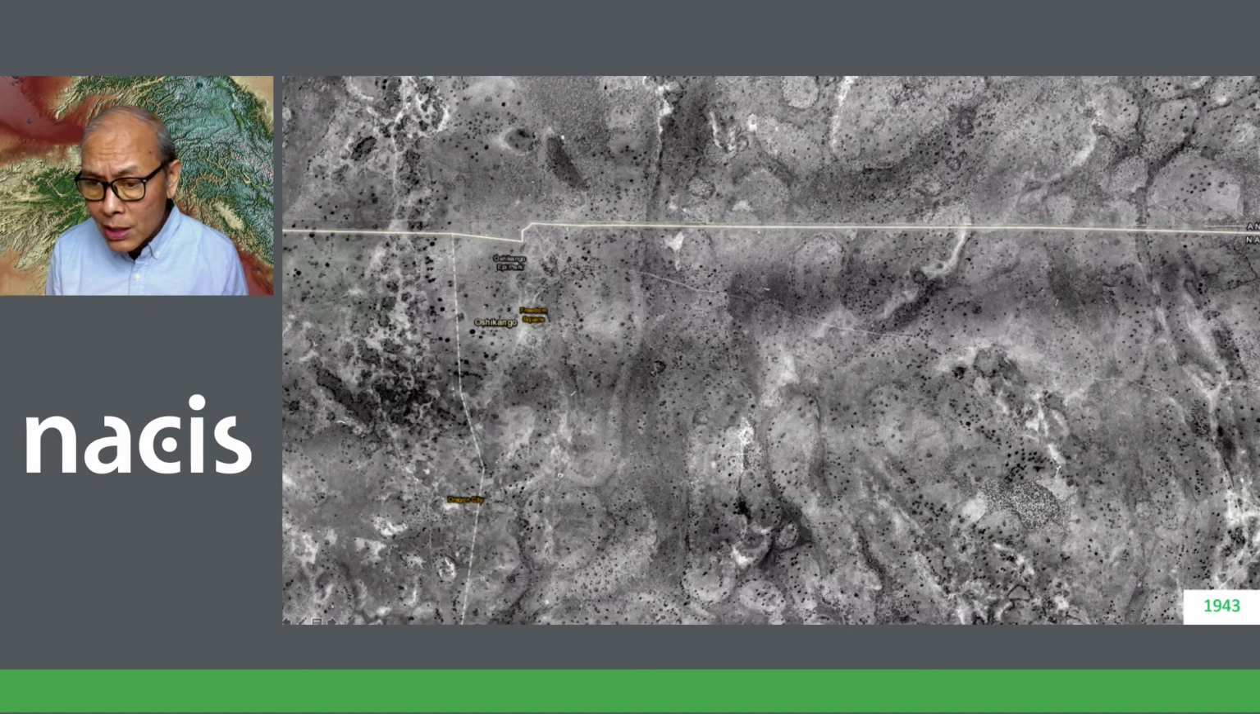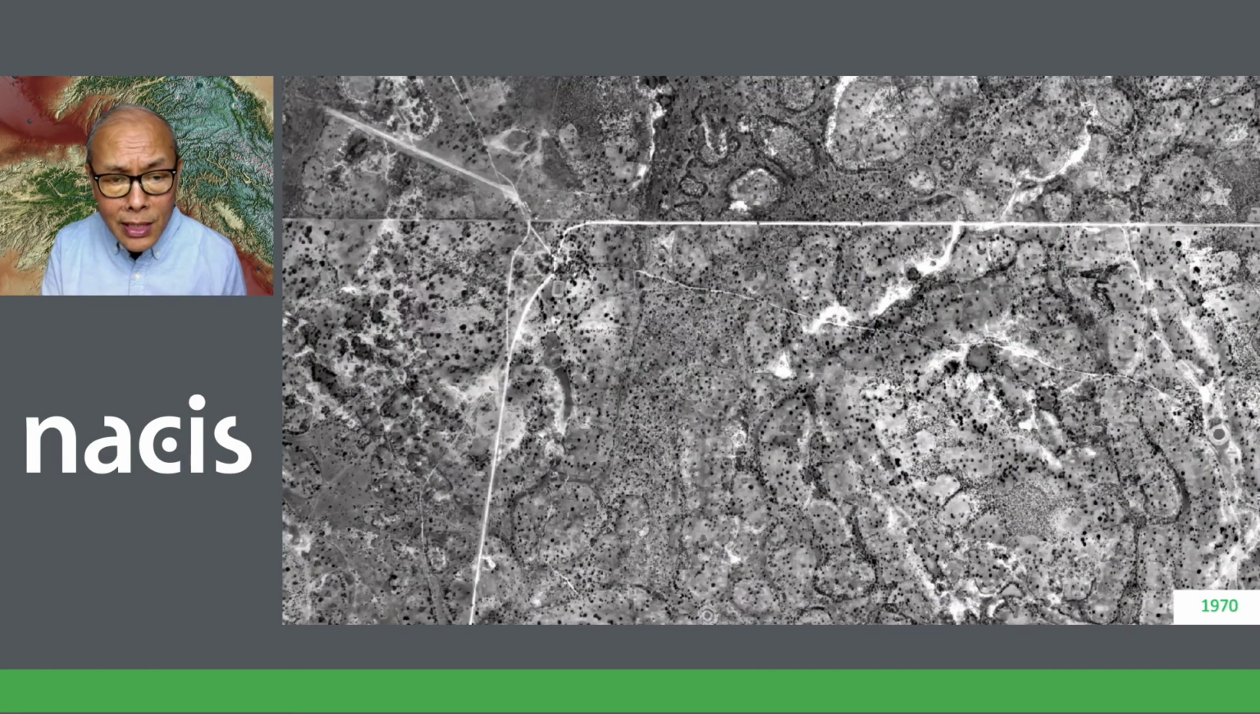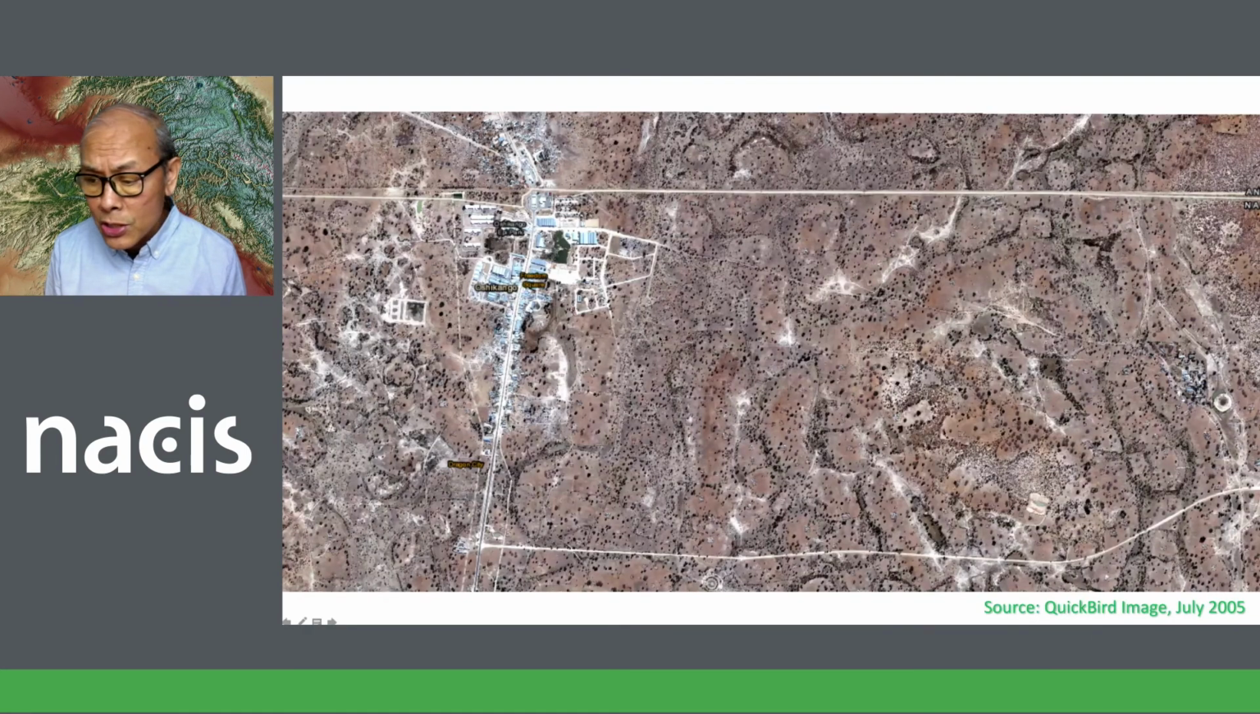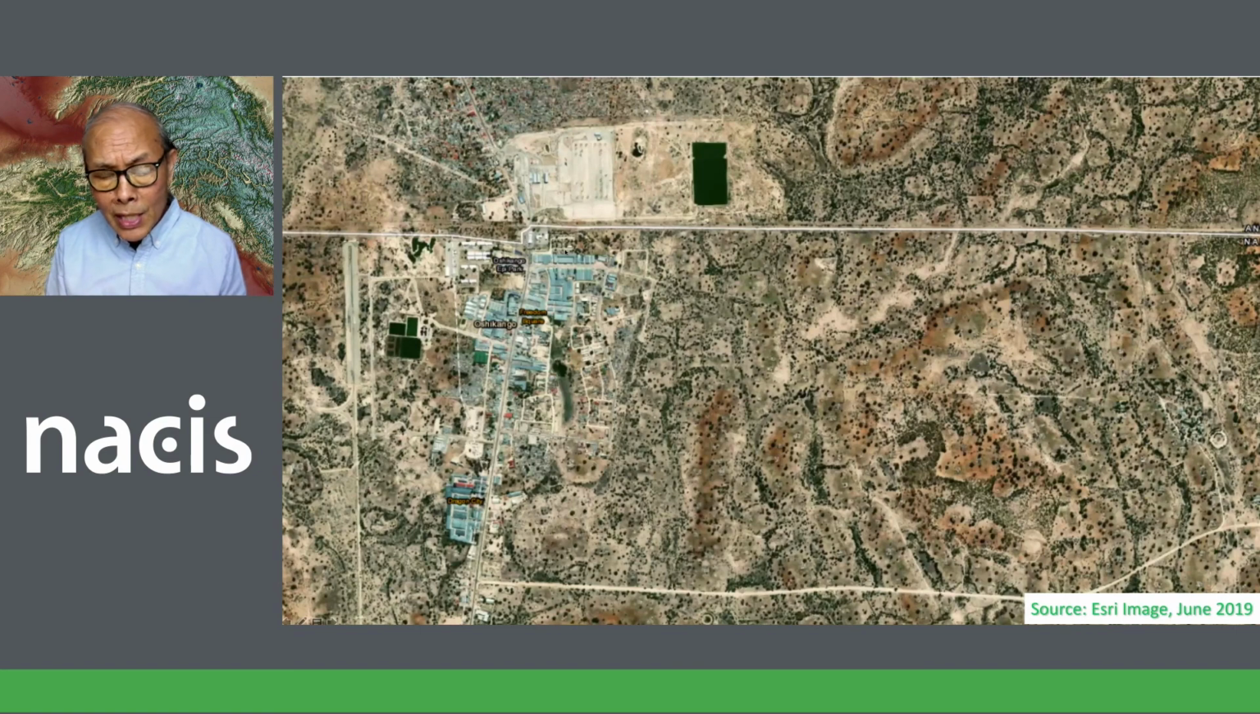And this is the example of the 1943 and 1970 orthomosaics, and then the same place, as you can see, in the QuickBird image that we purchased in 2005. You can see this one. And this is the Esri imagery, and I checked the date, and it seems to be June 2019.